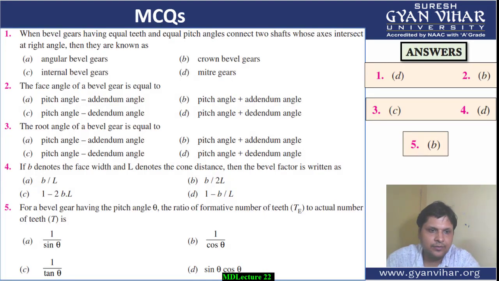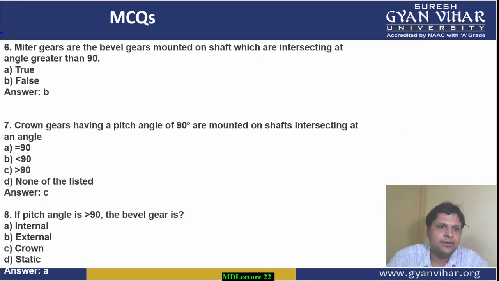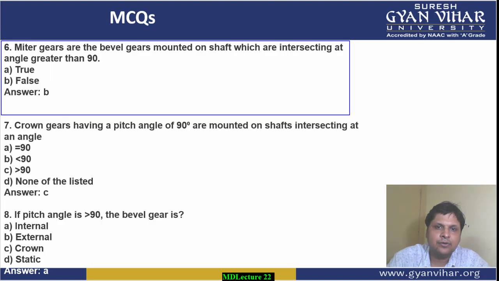coming to the next MCQs. MCQ number 6: miter gears are bevel gears mounted on shafts which are intersecting at angles greater than 90 degree. This is not a correct answer, it is wrong, false, because in miter gears you have an angle of 90 degree.